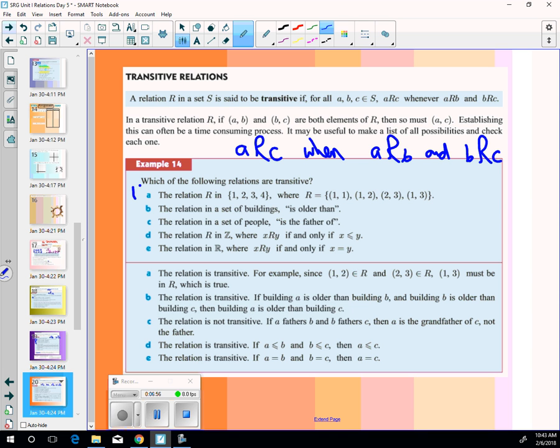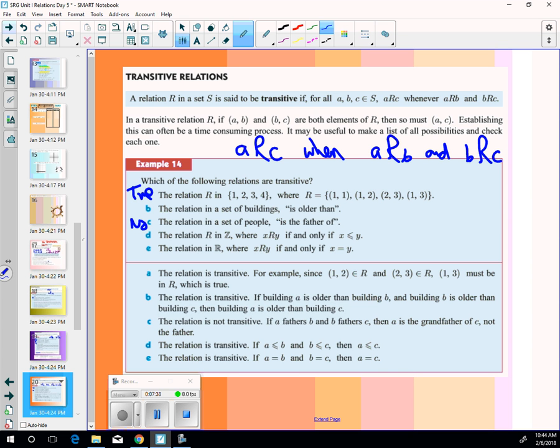So this is true. The relationship of buildings, older than, would be transitive because you have one building older than another building older than another. The first one's older than the third. That would work. Is the father of? Will that work? If A is father of B and B is father of C, then A is the grandfather. It's not the father. So that's why that one would be a no. Be real careful with things like this nowadays because there are so many complexities to family relationships, which are all interesting.